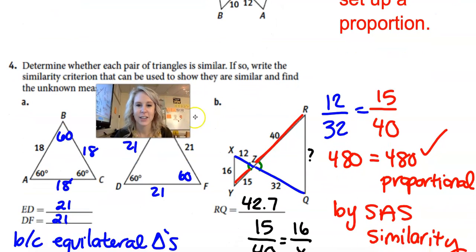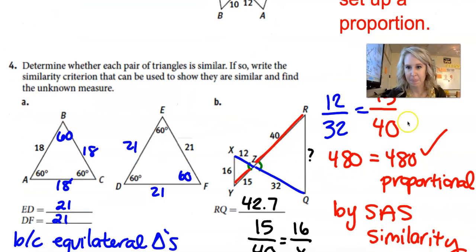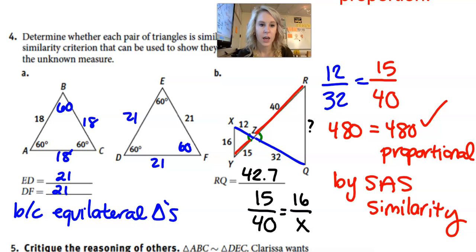All right. Number 4. A wasn't too bad because if you realized it was 60 and 60, that all of the angles are 60, which makes it an equilateral triangle. So I know all the sides are the same. So all the sides over here were 18, all the sides over here were 21, so I am done.